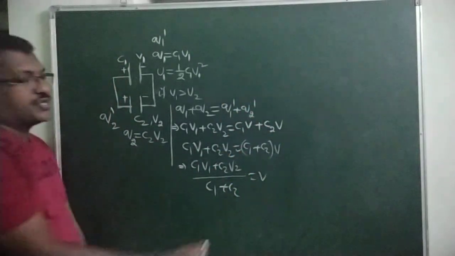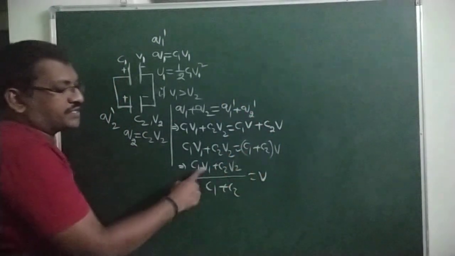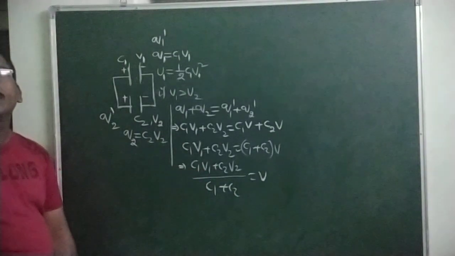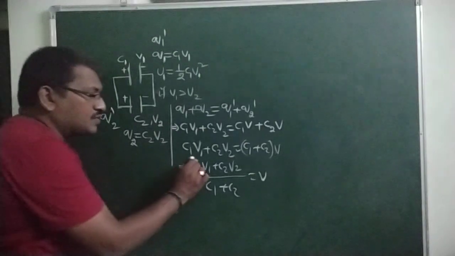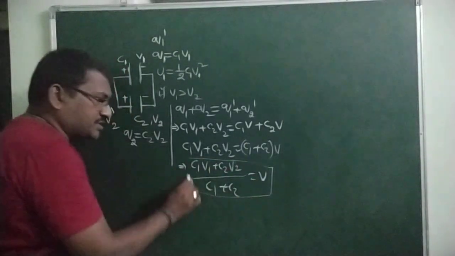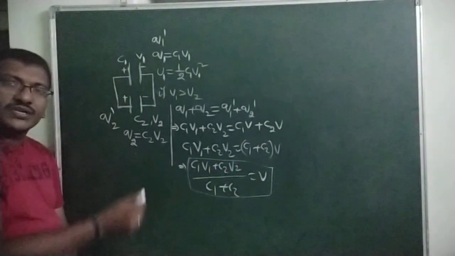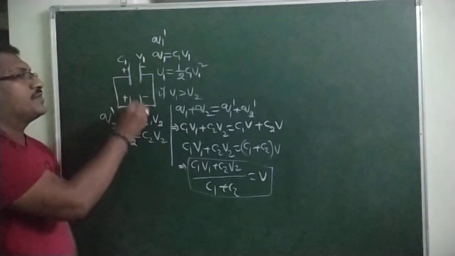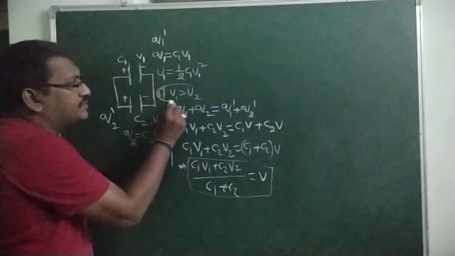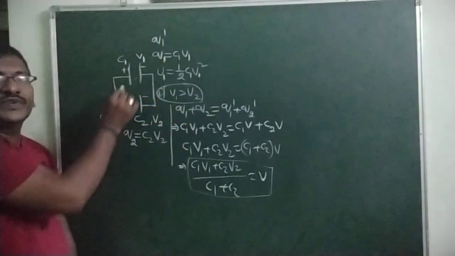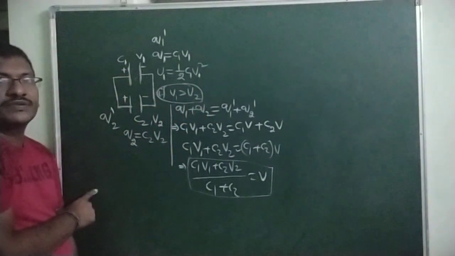Common potential V is equal to C1 V1 plus C2 V2 by C1 plus C2. In the same way, during this process, some charge is transferred from the first capacitor to the second capacitor, because I'm taking the condition of this one. So charge is transferred from the first capacitor to the second capacitor.